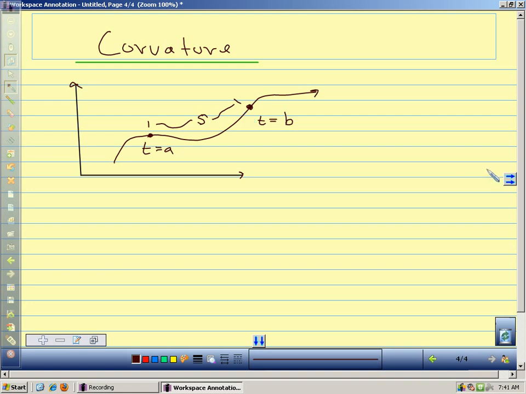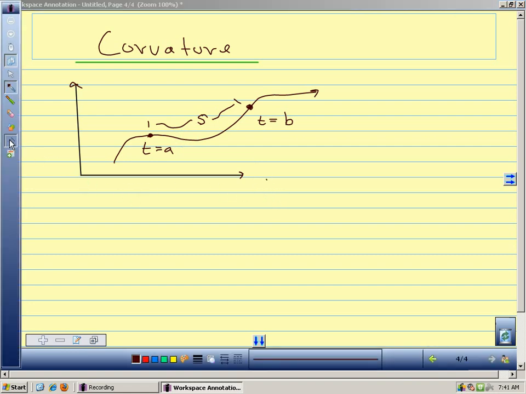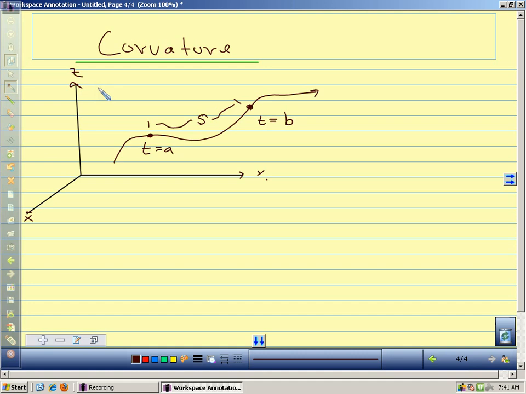If we start here at time equals a and go to time equals b, we're thinking of the arc length as a function, and I'm going to make this a three-dimensional coordinate system. If we consider the arc length a function of t, then for any particular time, as we're traveling along this curve, the arc length is going to vary as a function of time. Is everybody with me there?